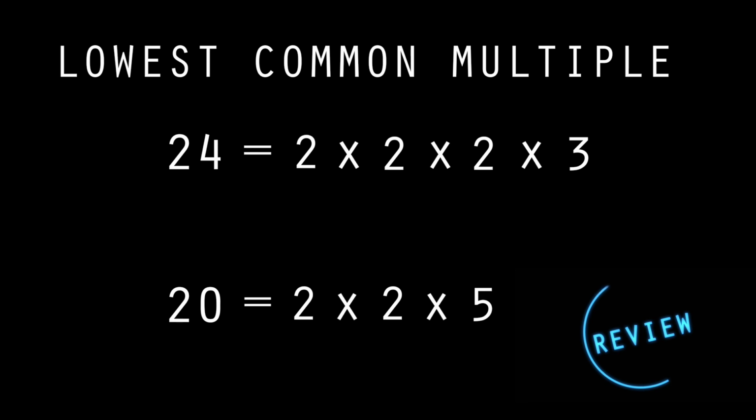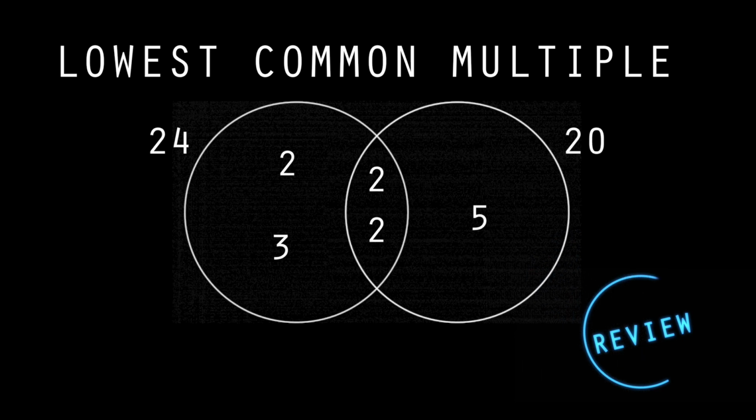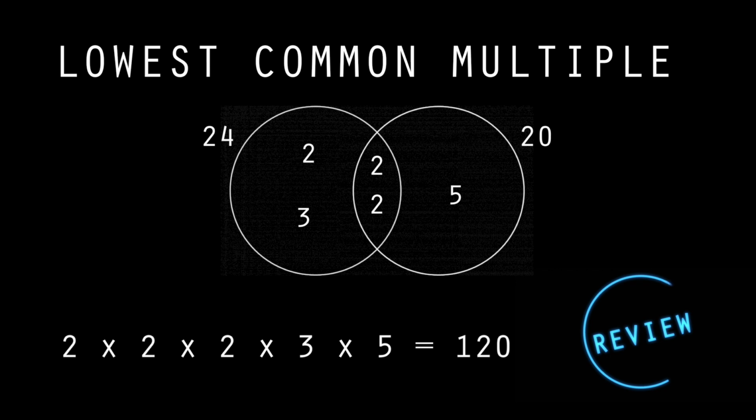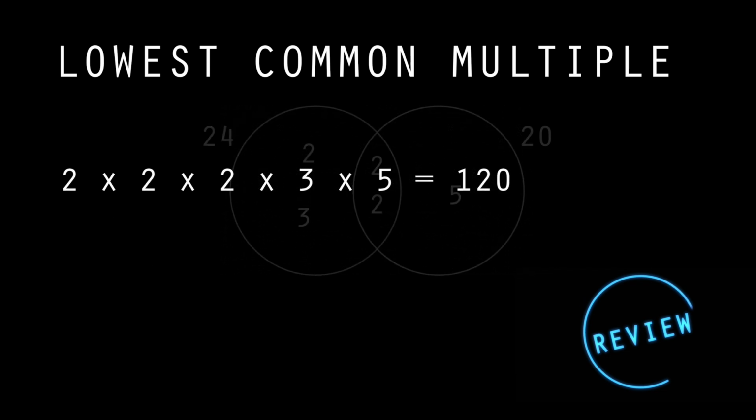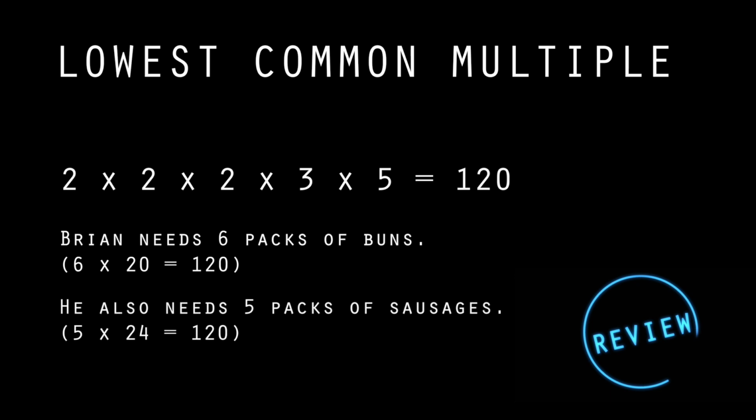If we put these in a Venn diagram, as in video M008, we get this. And multiplying all these together, 2 times 2 times 2 times 3 times 5, gives 120. He therefore needs 120 of each. 6 packs of buns will do this, as will 5 packets of sausages.